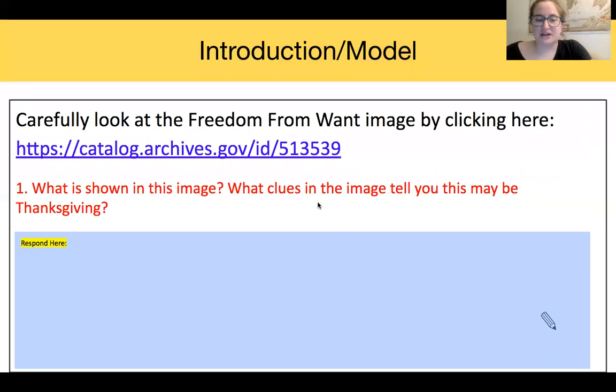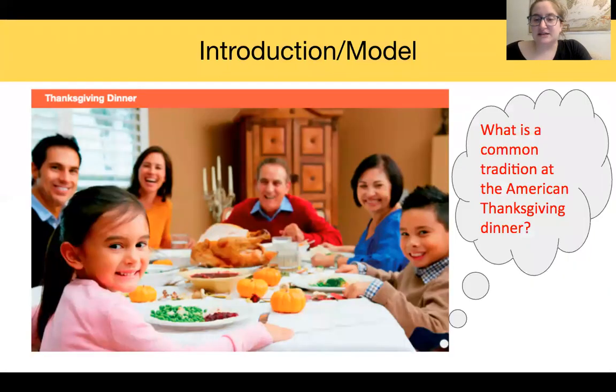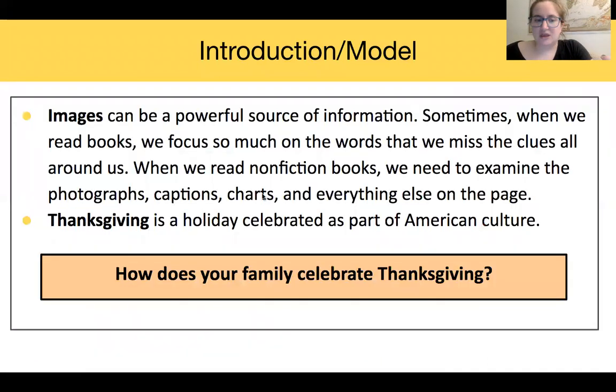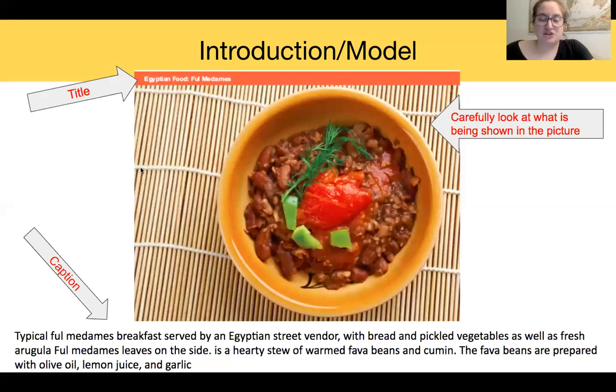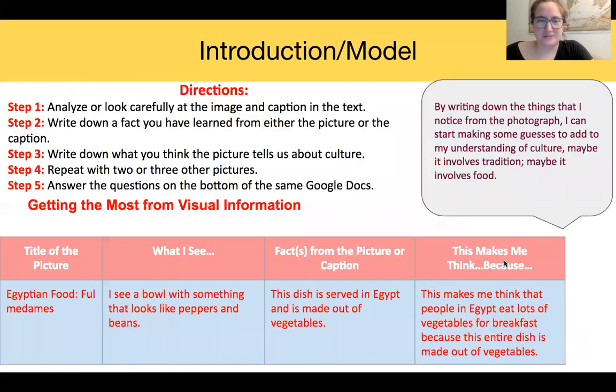So they start out by looking at an image and thinking, what is a common tradition at Thanksgiving dinner? You then introduce that images can be a powerful source of information, and we need to make sure we're examining the photographs, the captions, everything on the page. Here is an image that they will then analyze that has a great caption explaining what it is. And this image will come up again when they move on to their case study of Egypt.